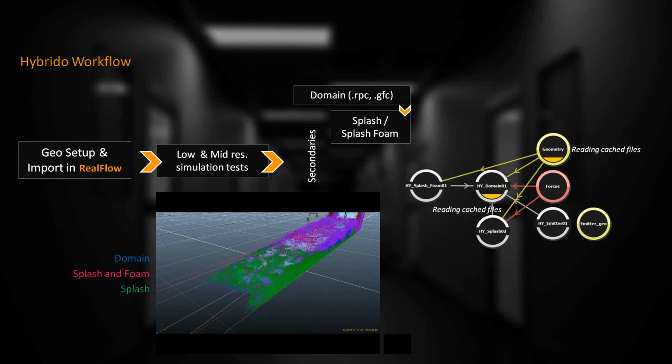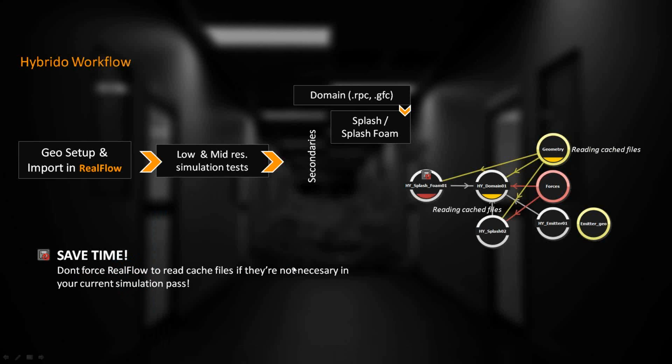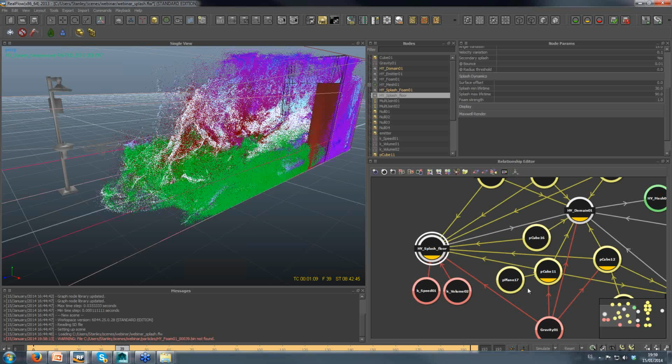It's really important to bear in mind, it will save you a lot of time, that if you want to generate a new secondary element, in this case a splash node, you don't necessarily have to rev the splash and foam node, for instance. So you may want to disconnect this reading cache inside RealFlow here. You can select this node and disconnect its elements from export central.